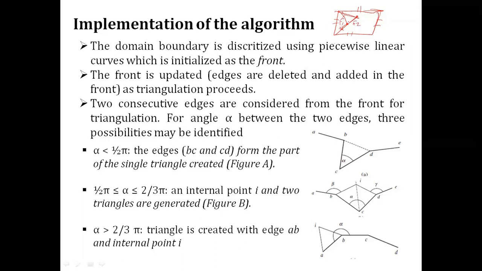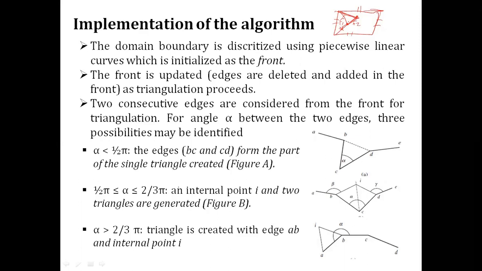So the edges that we were taking into consideration earlier are removed from the record. Now what are the edges that are available? These two are the edges that are available for the next analysis. So every time you move forward, you are deleting the previous data and adding the new front.